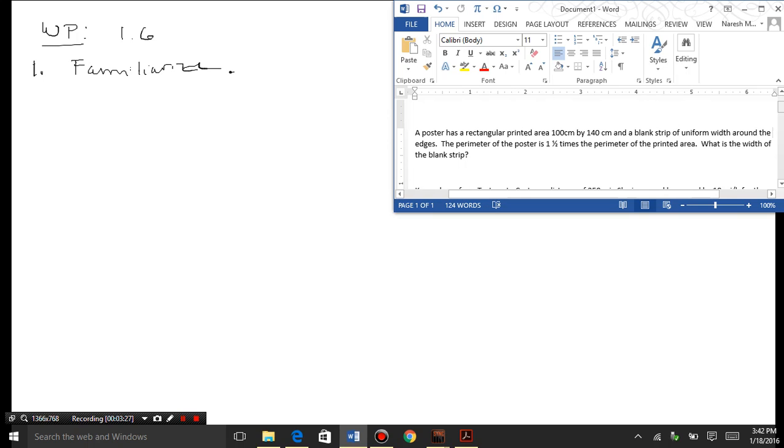So it's a poster. Do you know what a poster looks like? Yeah, there's different kinds, right? There are rectangular ones, there's triangular ones, there's circular ones, right? But they stress here that a poster has a rectangular printed area. Okay, so they're stressing the area, but then they give you 100 centimeters by 140 centimeters. So they gave you the dimensions of the printed area. So this is already very complex.